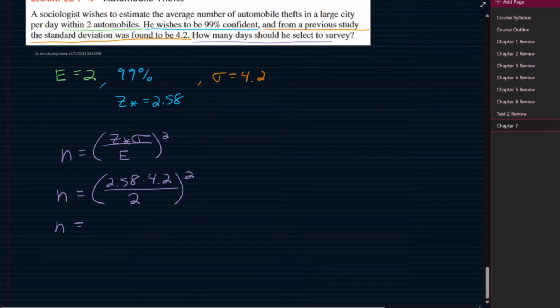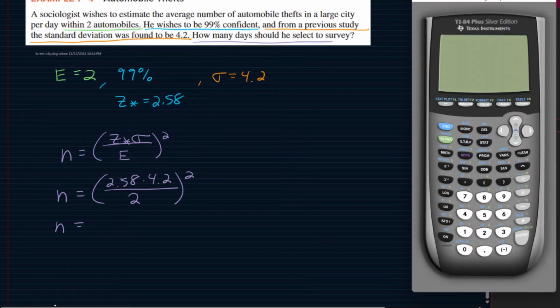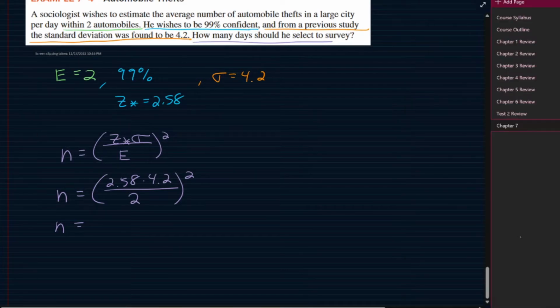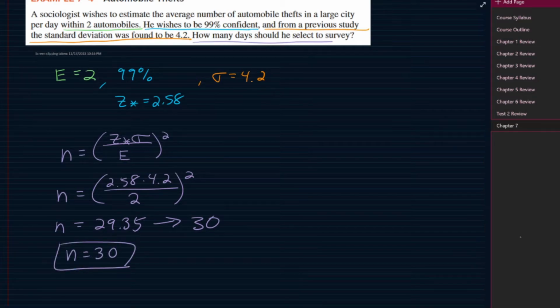So what's this value give us? 2.58 times 4.2 divided by 2, and then I'll square that. We get 29.35, which will round up to 30. So in this case, we need to have at least 30 days in our survey to guarantee that we will have this accurate of an answer. And that should conclude section 7.1.